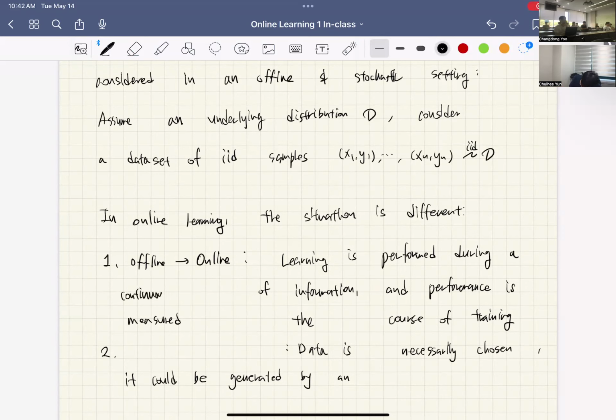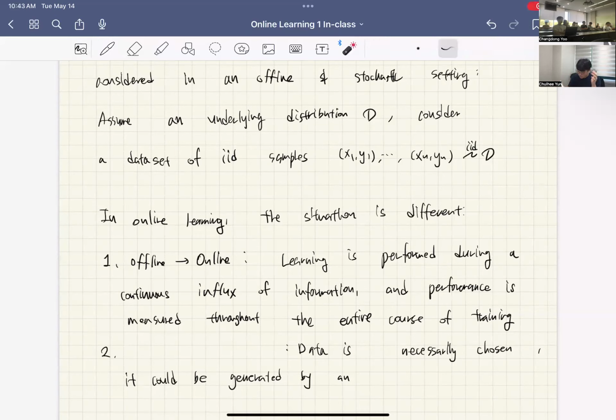Sorry for the bad handwriting. Influx. So some information gets revealed to the learner in a continuous manner, and the learning proceeds round by round. More importantly, the performance is measured throughout the entire course of training, not at the end of training. In the case of offline learning, you assume that you have collected all the training data points, and what actually matters is your performance at the end of training. So you train a neural network, for example, and what actually matters is the final performance that you get at the end of training, not at the middle epochs of the training, right?